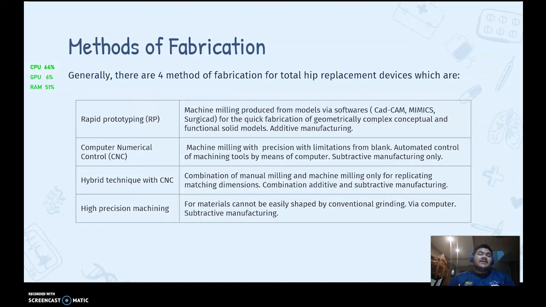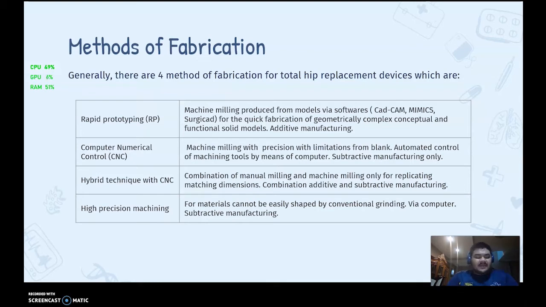For the second method, it is the computer numerical control, or CNC. It is machine milling with precision but with limitations in terms of speed and accuracy, where they both outweigh each other. Automated control of machining tools by means of computer. This method is popular for mass production in industries that disregard precision. This method is a subtractive manufacturing.